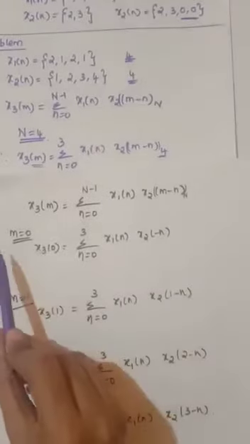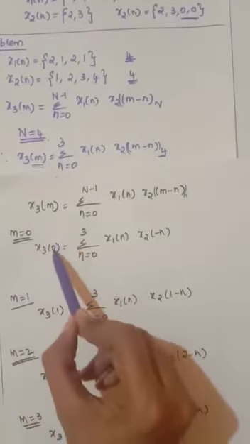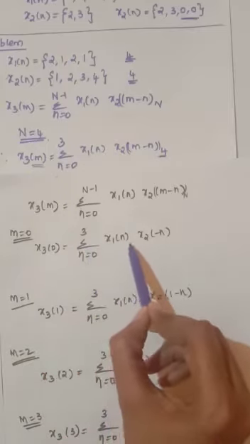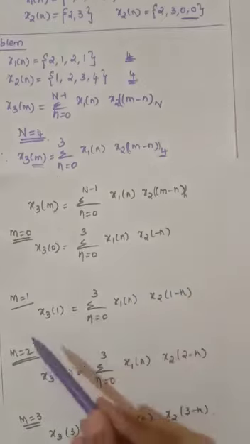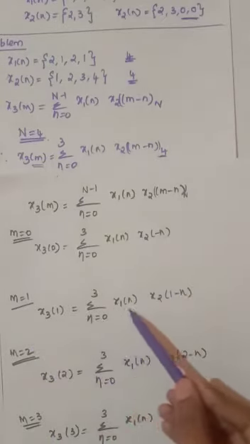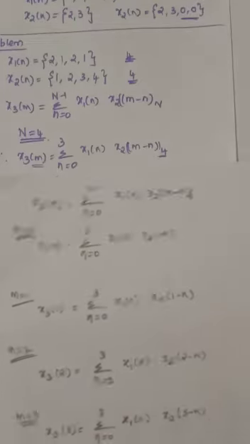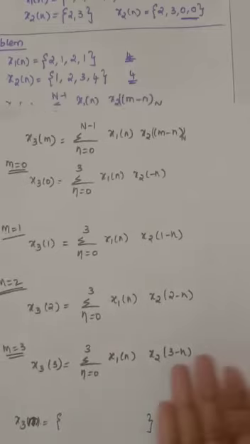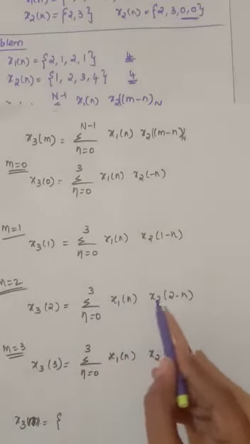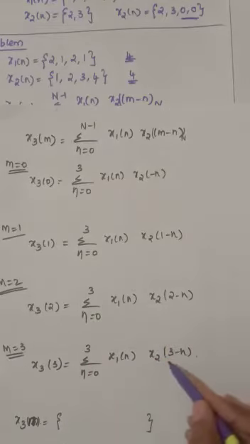Then we need to substitute the different values of m. First m is equal to 0, so x3 of 0 is summation n is equal to 0 to 3 x1 of n, x2 of minus n. Similarly, when m is equal to 1, x3 of 1 is summation n is equal to 0 to 3 x1 of n, x2 of 1 minus n. Similarly, if m is equal to 2, we get x3 of 2, summation n is equal to 0 to 3 x1 of n, x2 of 2 minus n. Similarly, for 3 you will get x2 of 3 minus n.